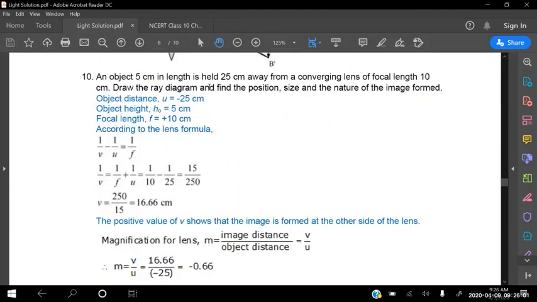An object of 5 centimeter in length is 25 centimeter away from a converging lens of focal length 10 centimeter. That means now 3 pieces of information are given: u is equal to -25, height is 5, and f is equal to +10. According to the lens formula, 1 upon v minus 1 upon u is equal to 1 upon f. Put the values: 1 upon 10 minus 1 upon 25, LCM is 250.